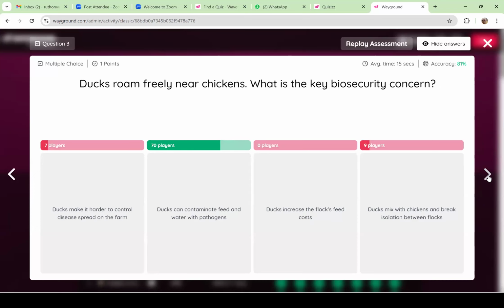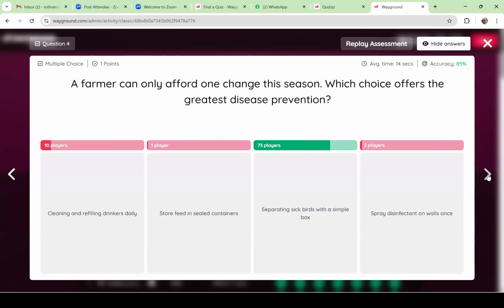The next question is, ducks roam freely near chickens. What is the key biosecurity concern? It's that ducks can contaminate feed and water with pathogens. The other answers are correct, but this is the most correct one. Ducks make it harder to control diseases spreading on the farm, which is correct. Ducks mix with chickens and break isolation between flocks, which could be correct, but it depends. They're roaming freely, but it's just the issue of contamination. They can be roaming freely, but maybe they are not sick, but it's very likely they may contaminate feed and water.